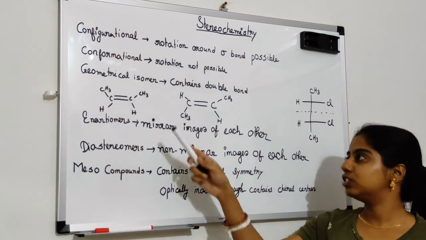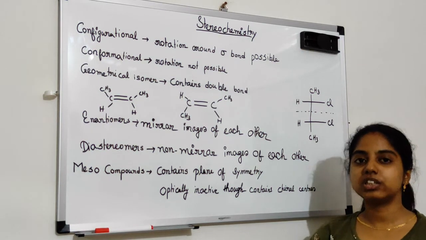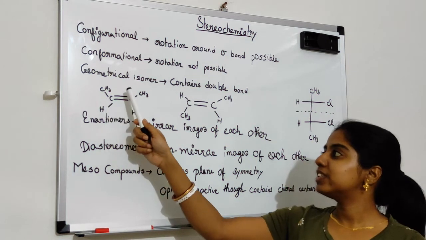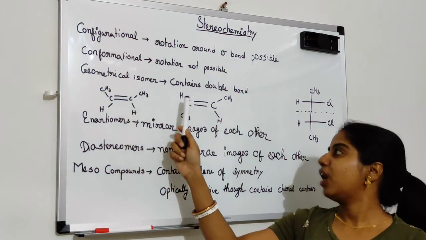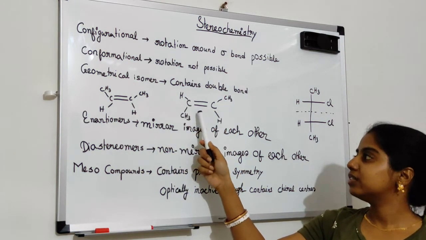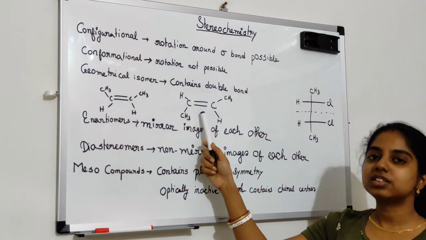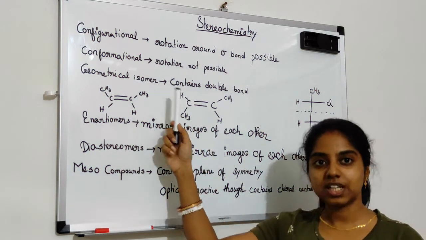Next is geometrical isomers. They are basically associated with the double bond. When two similar groups are attached on the same side of the double bond, this is known as cis isomer, and when the same groups are attached on different sides of a double bond, they are known as trans isomers. So cis-trans is basically the example of geometrical isomerism.